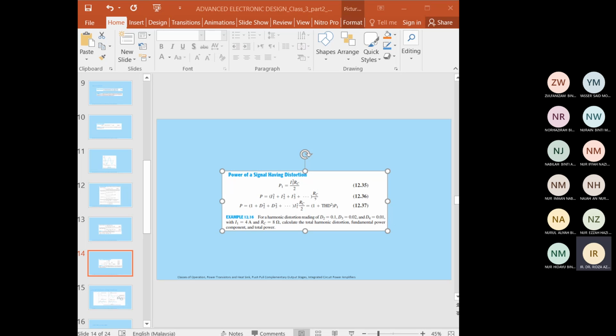Okay, berapa yang dapat ni? P? P1. 64. 64 watt. 64 watt. And then total power? Total power, 65.08. Okay. So my calculation is 64.64 watt. Oh, okay, almost 65 lah. Okay, thank you. Is the THD equal to 0.13, Doctor? THD here I just get 0.1. Oh, okay. Thank you, Doctor.